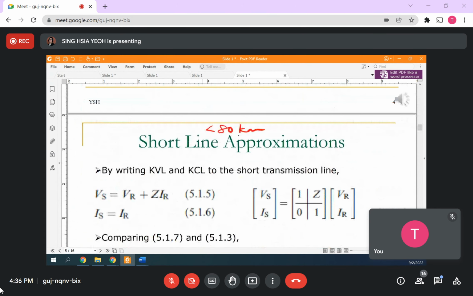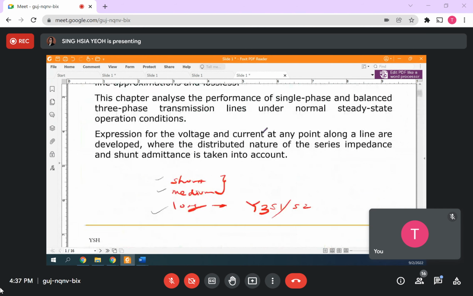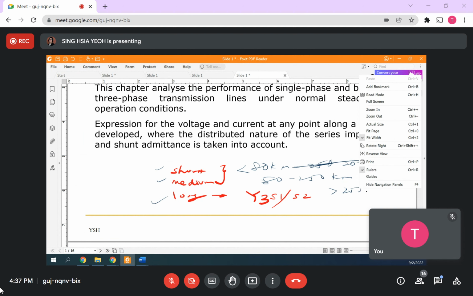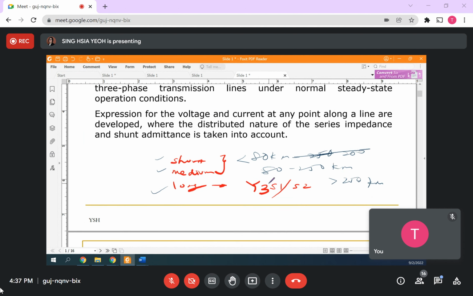Short line is less than 80 km. I can't remember exactly. I think it is roughly 80 km to 250 km. Sorry, this is less than 80, then 80 to 250 km, then this one is more than 250 km, so it's long. So that is how they differentiate short, medium, and long line.